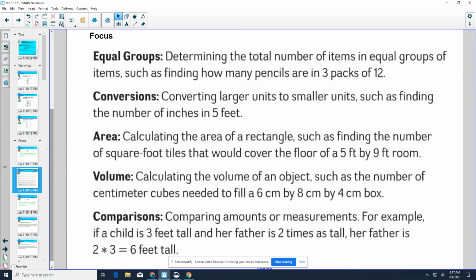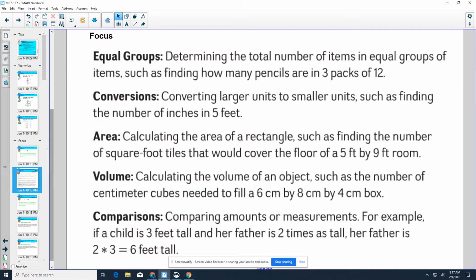Area, calculating the area of a rectangle, such as finding the number of square foot tiles that would cover the floor of a 5 by 9 room. Volume, calculating the volume of an object, such as the number of centimeter cubes needed to fill a 6 by 8 by 4 centimeter box. Comparisons, comparing amounts or measurements.